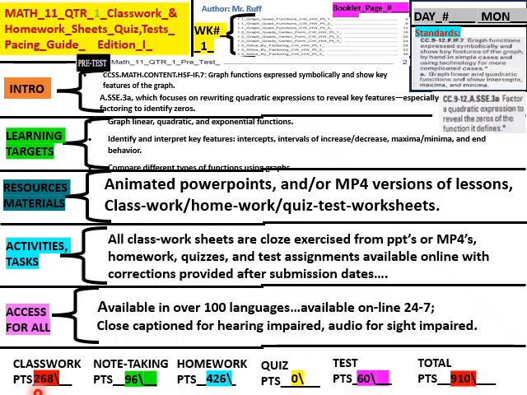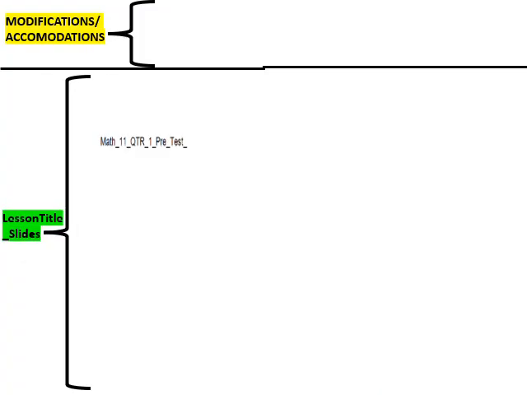And then, so our points for classwork for Week 1 is 268 classwork points. Note-taking, 96 points in note-taking. Homework is 426 points of homework. And then there's no quiz points. There is a pretest, which is worth 60 points. And that comes to a total for Week 1 of 910 points for Week 1.